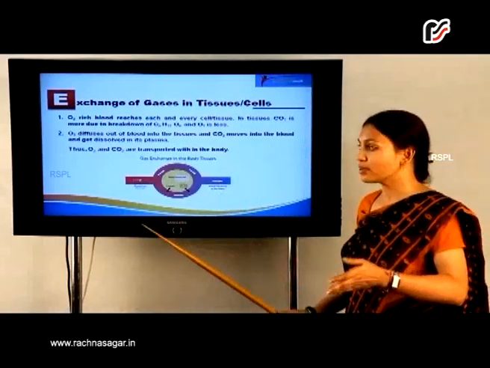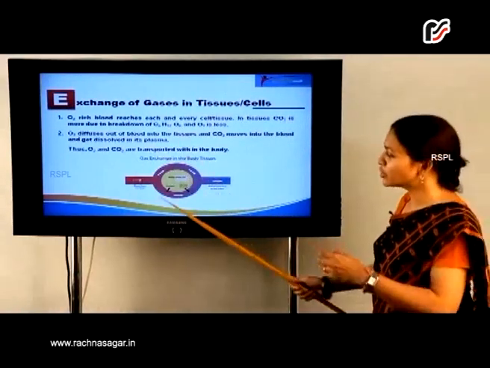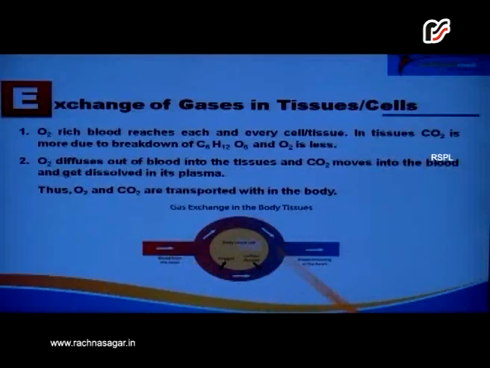The first step is that the oxygen-rich blood goes to various body cells via the heart, where the oxygen diffuses into the tissues and cells. Carbon dioxide comes back into the blood. What's the use of this oxygen? It is used for releasing energy.